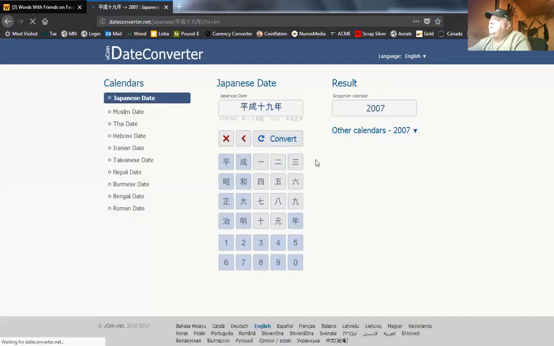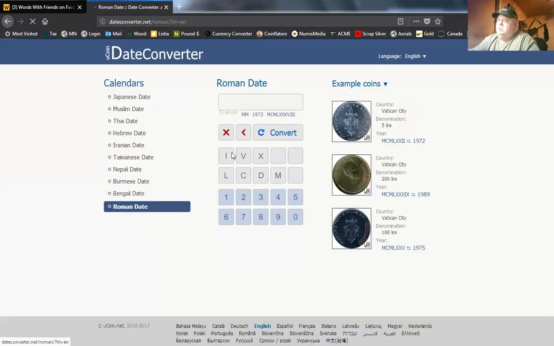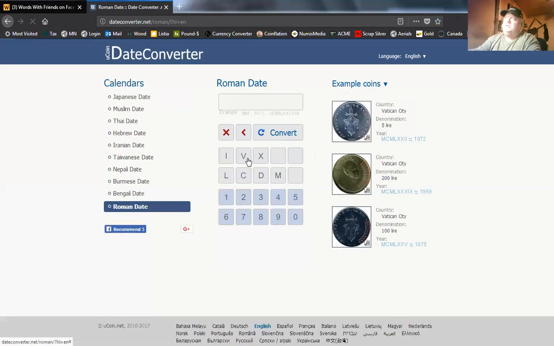2007. Okay, those symbols, like I said, don't look exactly like that on the coin you're looking at. They're close in proximity to what these symbols look like on the coin. And that's how you do it. You've got Muslim, Thai, Hebrew, Iranian, Taiwanese, Nepali, Burmese, Bengali, Roman date. Even Roman date. That's got to be cool to look up if you find a Roman date, because it's Roman numerals. But it gives you how to calculate all this here.